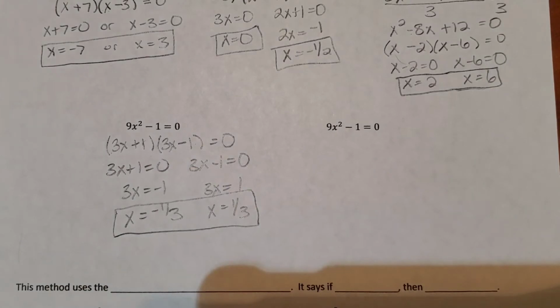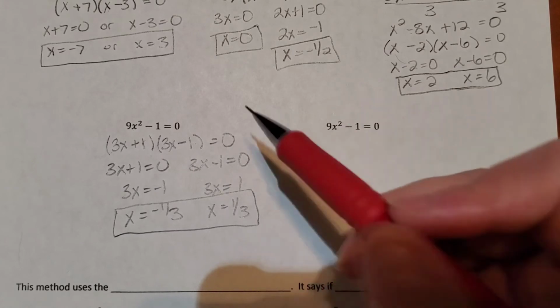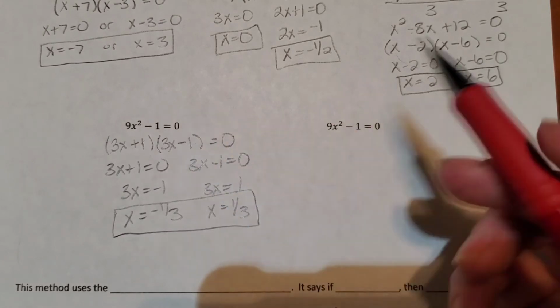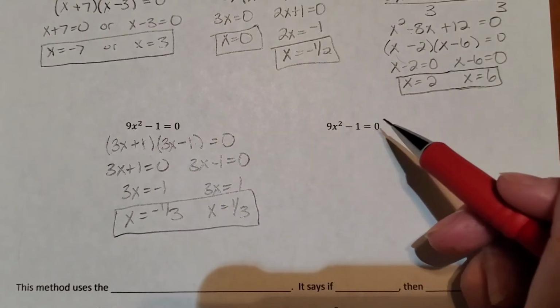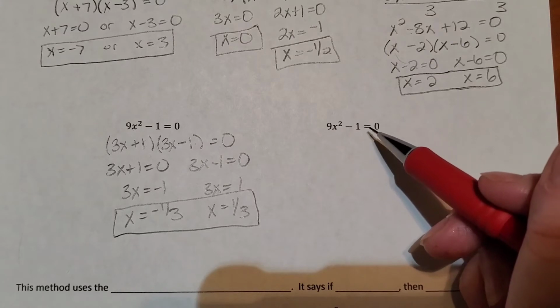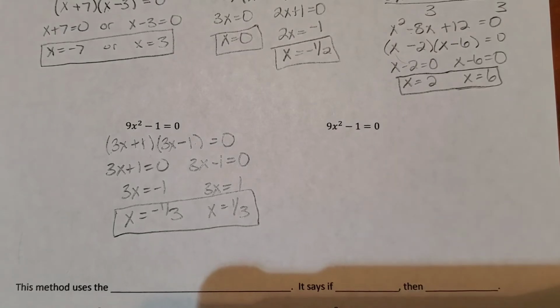They both work if you check them. Now notice the next equation is the exact same equation that we just did: 9x squared minus 1 is equal to 0. But we have a different way that we can solve it now.